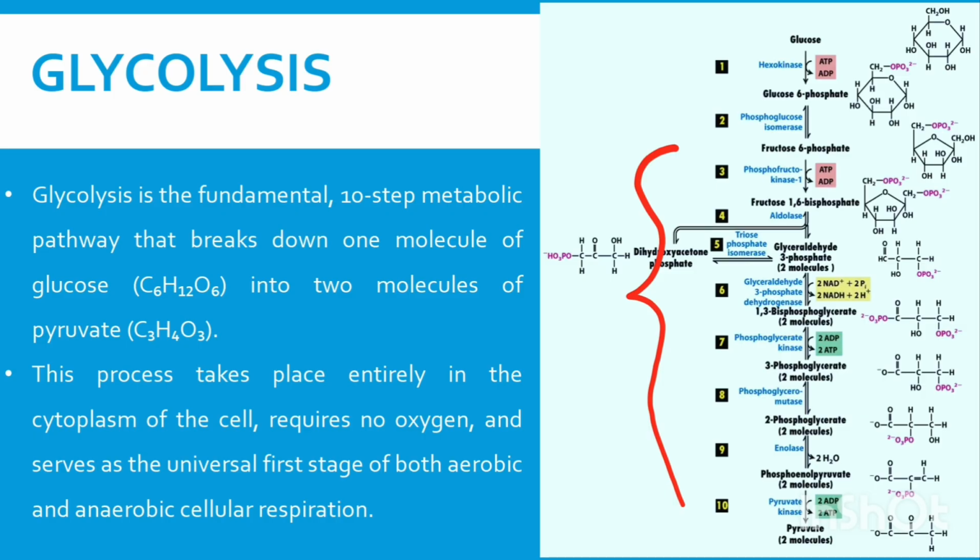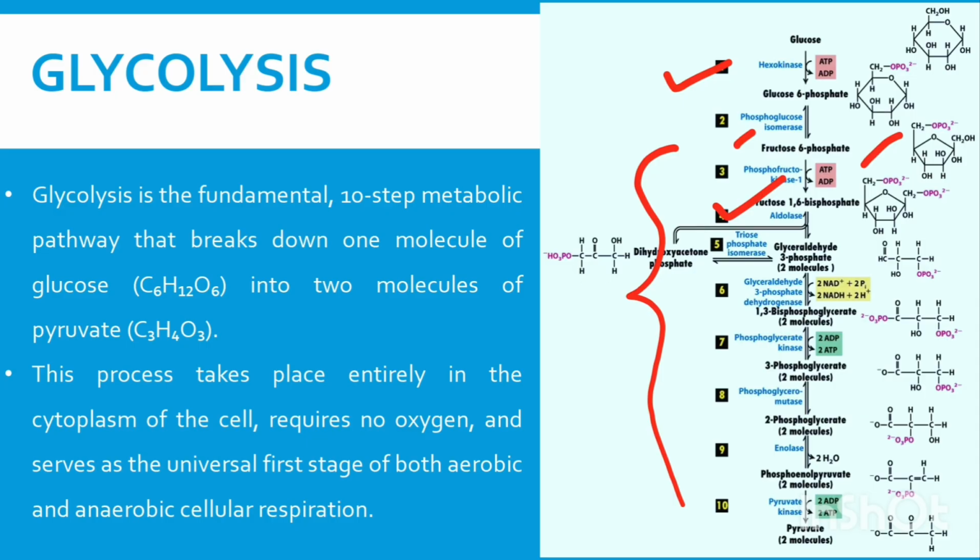The first step of glycolysis takes place in the presence of hexokinase to produce glucose 6-phosphate from glucose. The second process is an isomerization reaction where fructose 6-phosphate is formed from glucose 6-phosphate in the presence of phosphoglucoisomerase. Then from fructose 6-phosphate, fructose 1,6-bisphosphate is formed in the presence of the enzyme phosphofructokinase and Mg2+ ion.